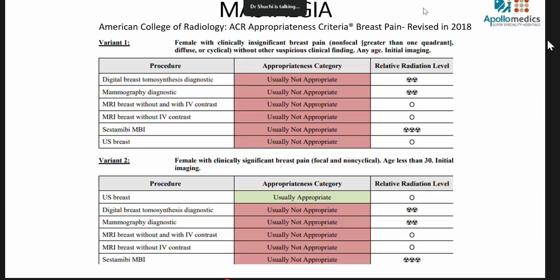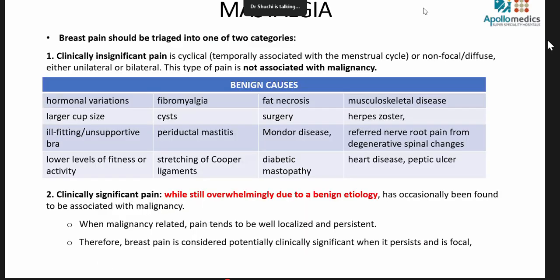But before we go through this, I would like you to go through these two types of pain: clinically insignificant pain and clinically significant pain. Clinically insignificant pain is cyclical, non-focal, diffuse, unilateral or bilateral, not associated with any malignancy. And these are the various causes. You can go through the table. Benign causes: hormonal variation, larger cup size, fibromyalgia, cyst, periductal mastitis, fat necrosis, surgery, Mondor's, and these things.